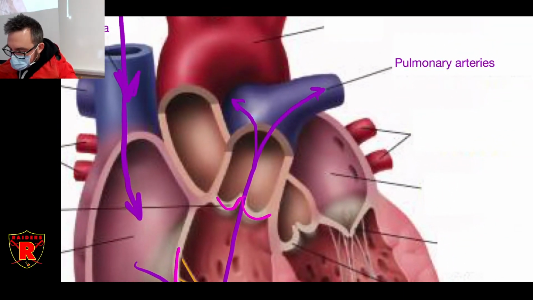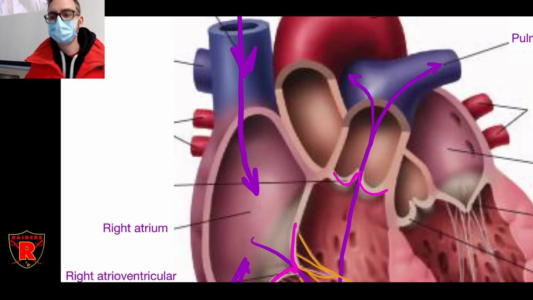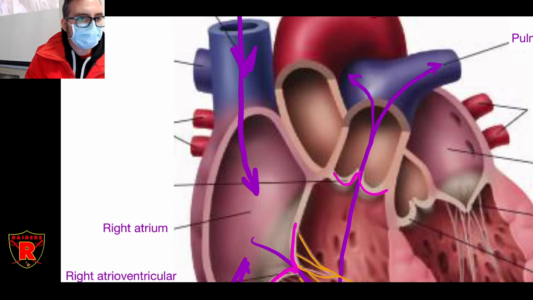And so this one, oh boy, I better not mix these up. This is the bicuspid. Let me double check that. It's called a semilunar valve. That's like the name of the type of valve. Let me just double check. Bicuspid or tricuspid? Which one is which? Tricuspid. Yeah, the bicuspid's on the other side.